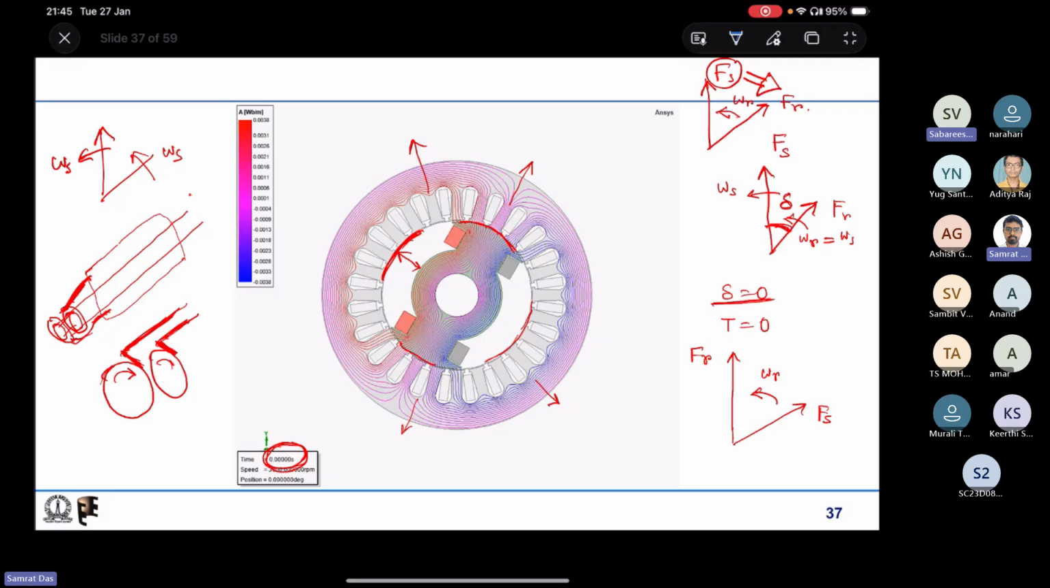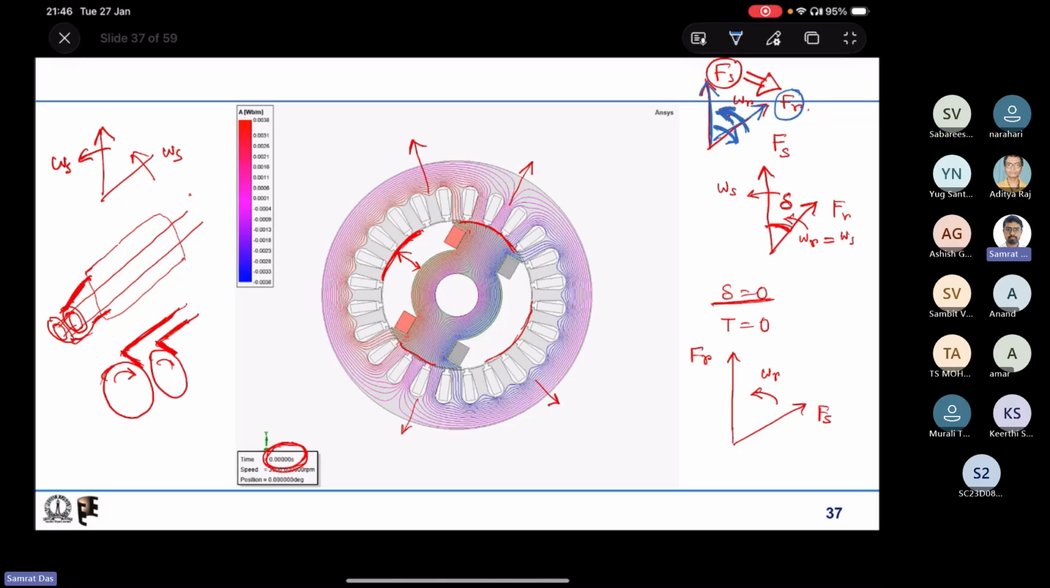Because both are running at synchronous speed, it is in terms of which way the rotor is moving. If the rotor is moving in the anti-clockwise direction, then this is the leading one and this is the lagging one. If the rotor is moving in the clockwise direction, then Fr is the leading one and Fs is the lagging one. So it depends on the rotor speed.